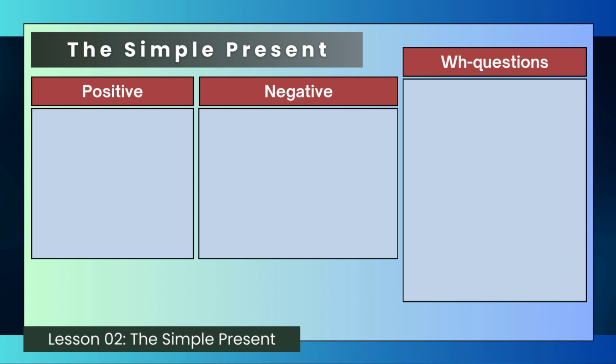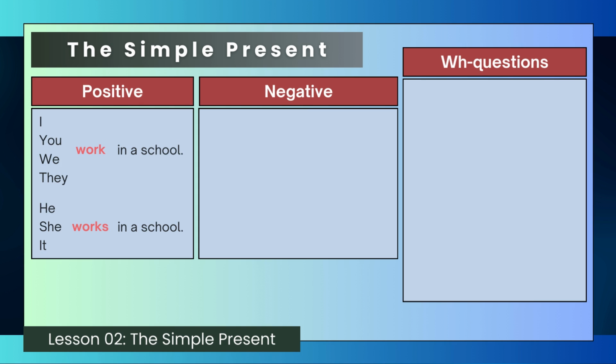Let me put everything in a chart just in case you are still a bit confused or unclear about how to form the present simple. Now remember, I said that there are three basic structures for the use of the simple present, right? Well, here they are again. The first column on the left is how we form the positive or affirmative statements. The second column is how we form the negative statements. And the third column is how to form the questions. Now let's start with the left column.